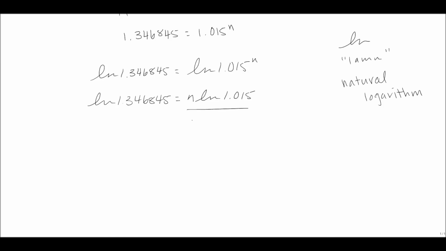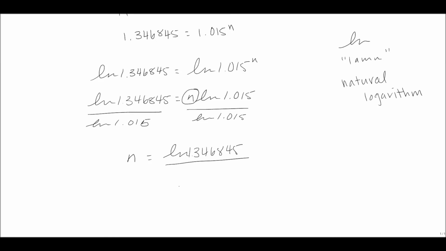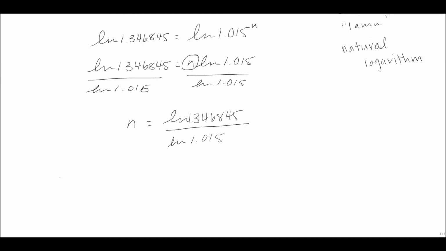From this step, we can divide out our term onto both sides, and that will give us an isolated n, which will be equal to ln 1.346845, and in this case you want to be as accurate as possible because you will get a better reading, divided by ln 1.015, which in turn gives us, using our graphing calculator, n is equal to 19.9950. Otherwise, our terms are 20.